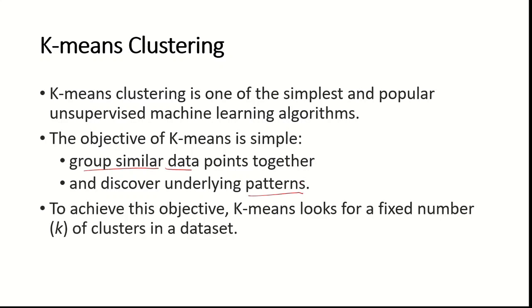To achieve this objective, K-means looks for a fixed number of clusters in the data sets. So in K-means, K is the number of clusters we are looking for. Actually, the system does not know how many clusters there are in the data.